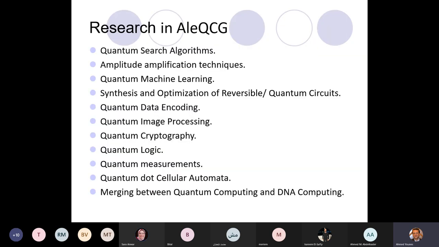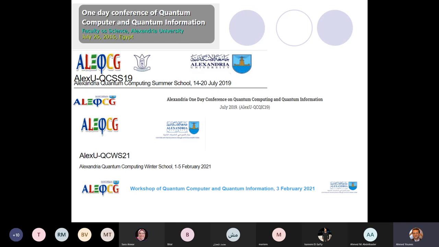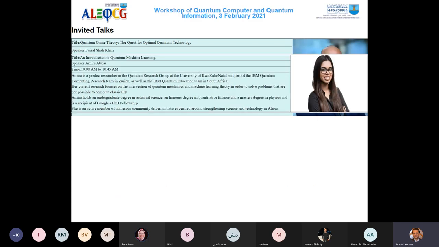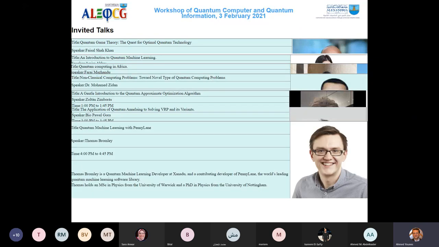These are our research activities: quantum search algorithms, amplitude amplification techniques, quantum machine learning, quantum and reversible circuits, quantum data encoding, quantum image processing. Actually, we will listen to the last item in our next Hypatia series talk, about merging quantum computing and DNA computing, by Marna Hosni. It'll be very interesting in 2 weeks. We have organized many workshops, summer schools, winter schools, and one-day conferences since 2016. We invited many scientists from all over the world to give talks to our group.